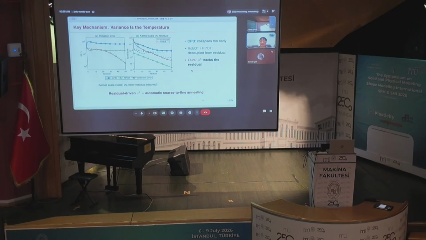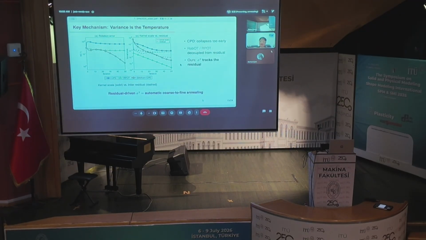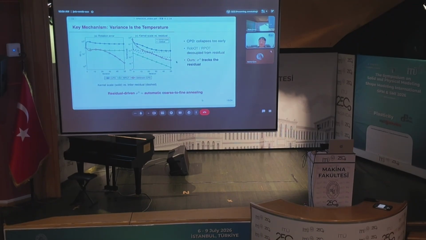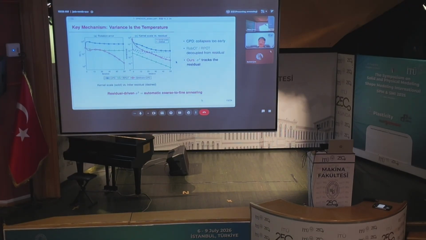We can see the CPD is the blue line. It drops too fast and it becomes sharp too early. So it locks in the wrong matches. Our UOT and RPOT do not look like that. The Gaussian original follows the rest. So we can say that the data-driven methods are better analyzed.